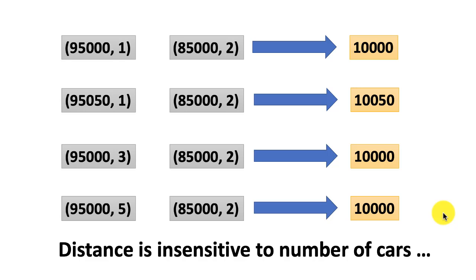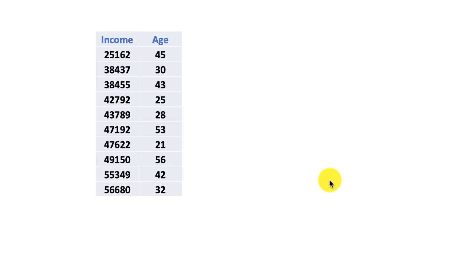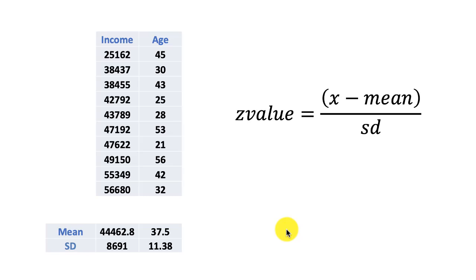Okay, which is not good. So that's the problem with what we have looked at so far. There are two ways to handle this issue. One way is, instead of using income and age as they are, we want to change the values somehow so that they become commensurate.